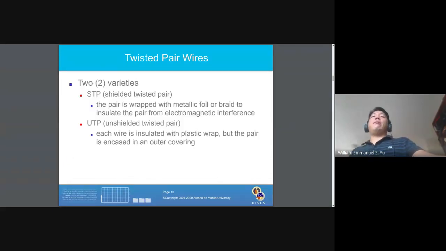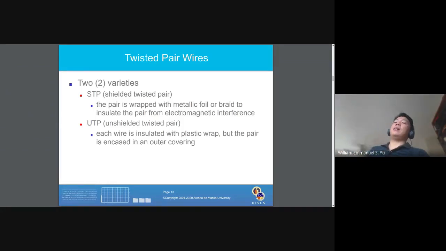There are two general variety of twisted pair cables. You have what we call STP or shielded twisted pair, or the most common one and the one we're going to use for the lab exercise called the unshielded twisted pair cable or UTP cable. So when you hear the word UTP cable, that means unshielded twisted pair. The reason why it is unshielded is because each wire is only insulated by a plastic wrap. So as you will see in your crimping exercise, there's nothing that separates the copper conductor from the outside world except a single piece of plastic.